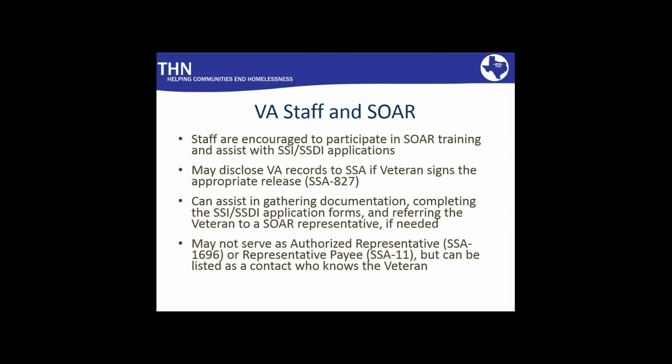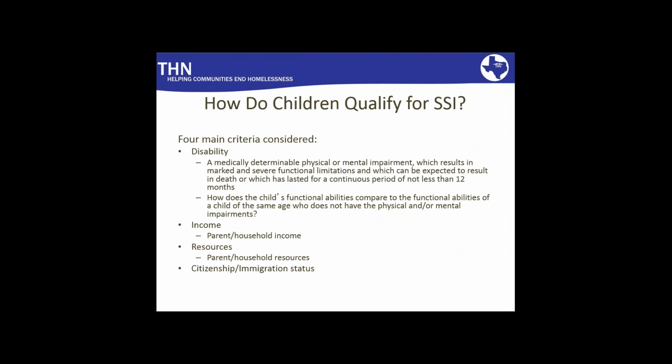And also so that you know that SSA cannot serve as the authorized representative, so we do the 1696 or the representative payee. So we can look for someone who is a contact that knows the veteran, or possibly another service provider, to fill out and be the authorized representative via the 1696 form. So great, that's a little bit about veterans.